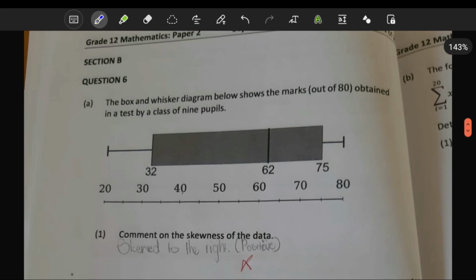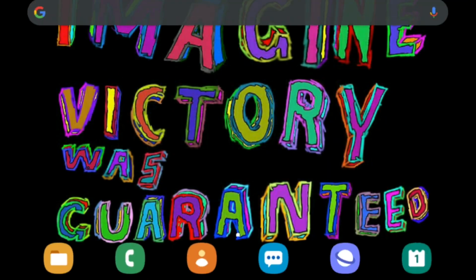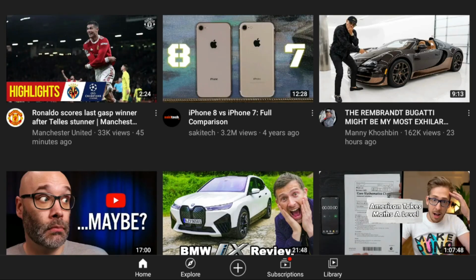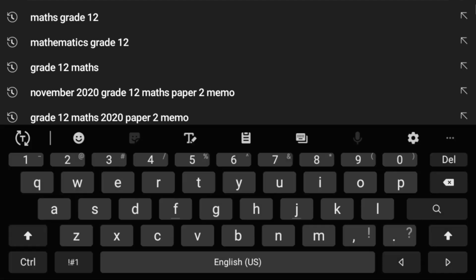Anyways, question number 6, it looks like it was not too bad. However, here we have a box and whisker diagram. It shows marks out of 80 obtained in a test by a class of 9 people. So they're asking us to determine the skewness of the data. In terms of determining the skewness, you always want to look to the side where you have a longish tail. And one of the ways you can get the skewness of the data was in one of the tutorials on the main channel.